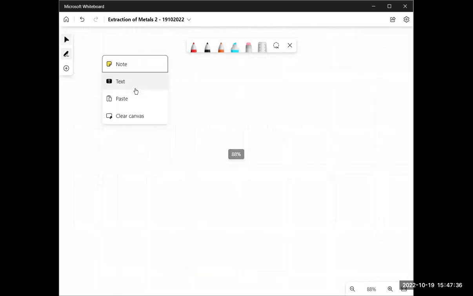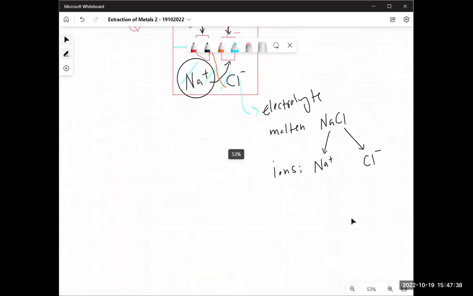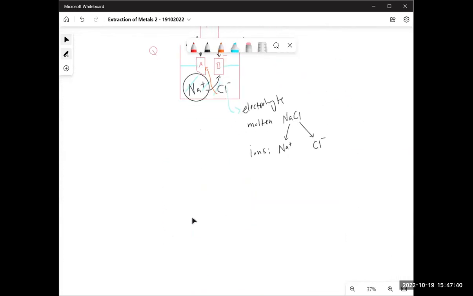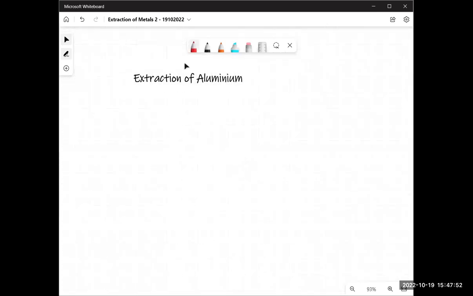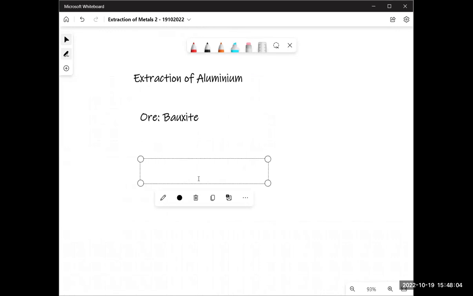Let's go back to extraction of aluminium. Now in this, first let's start with the ore. The ore is called bauxite. Perfect. Now next thing we have to look at is, what are the steps here? Let's say process. Step 1.